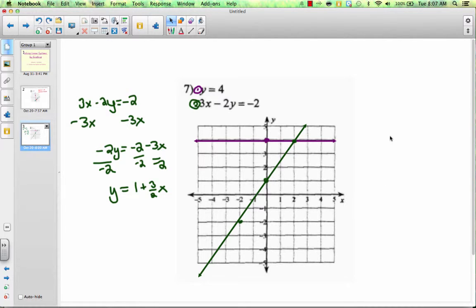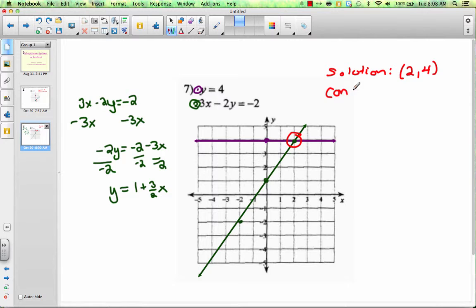Okay, so again, we need to figure out where do we have a solution, if any. Do our lines cross? And they do cross. Okay, so we have our lines crossing here. That is the point 2, 4. So our solution is 2, 4. Okay, and then because we have a solution, then we know that this is a consistent system.